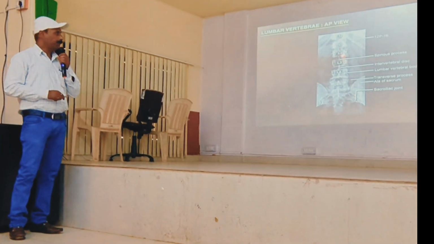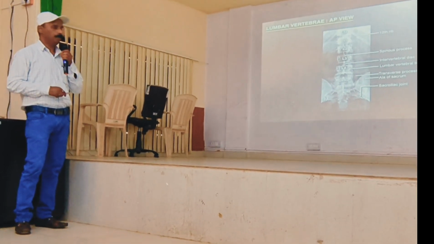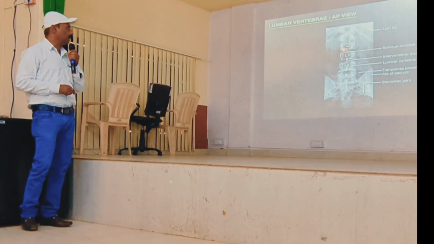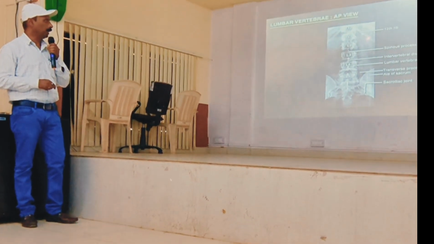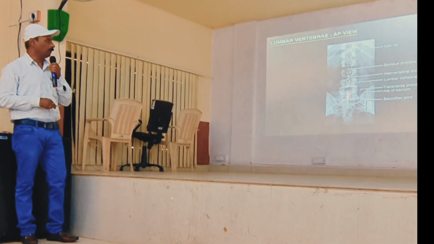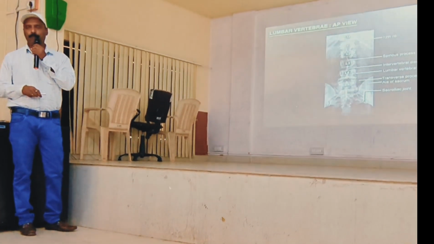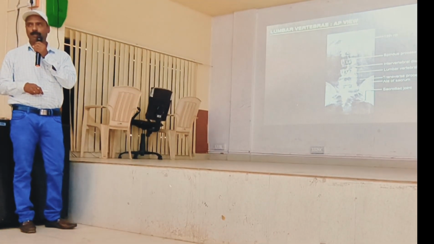Lumbar vertebrae: you can see all of them, we have taken the anteroposterior view. Here we are going to see the lower part of the rib cage, the upper part of the pelvis, and these lumbar vertebrae. This is the simple X-ray for the lumbar vertebrae.